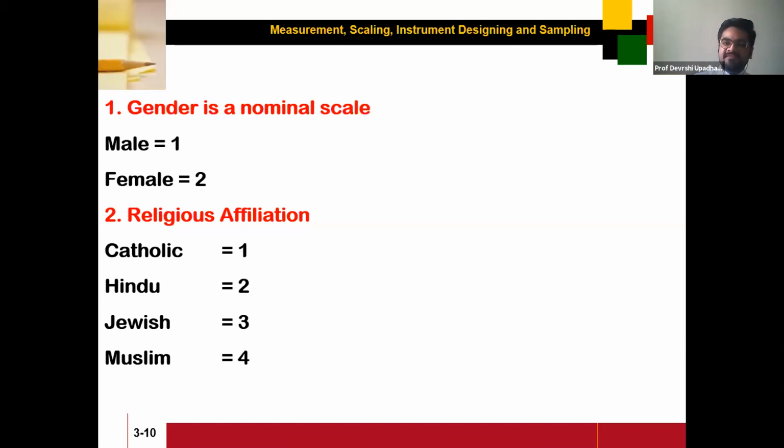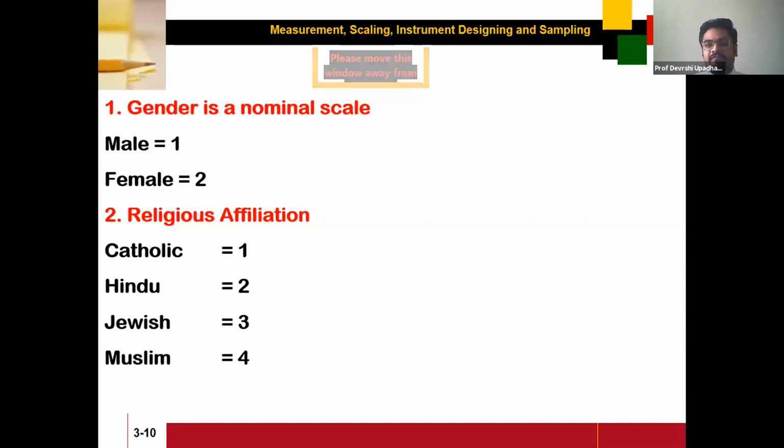That means if I talk again about that database of 100 that you have collected, you have gathered all the basic or demographic data. Out of this, if you want to measure how many belong to Catholic, how many to Hindu, how many to Jewish, and how many to the Muslim religious affiliation, say 25 each, then for the 25 Catholic you give the number one. For the other 25 Hindu you assign the number two. For Jewish you give three, and for Muslim you give four.